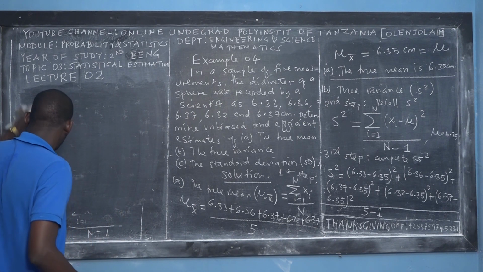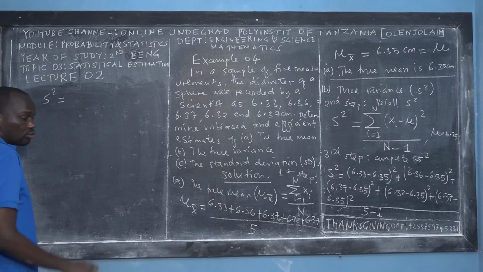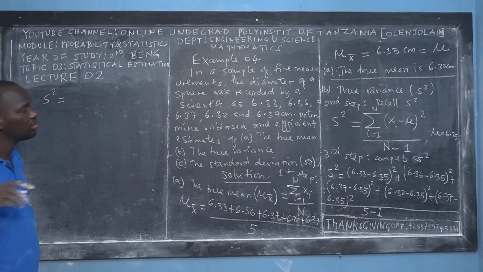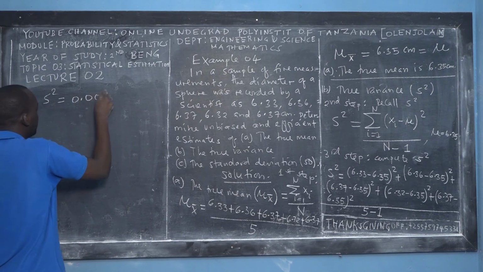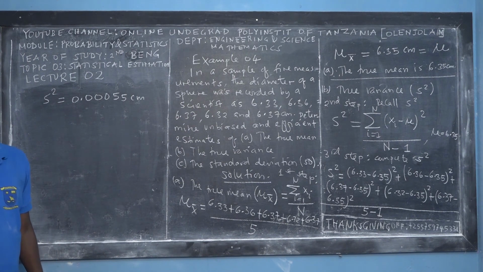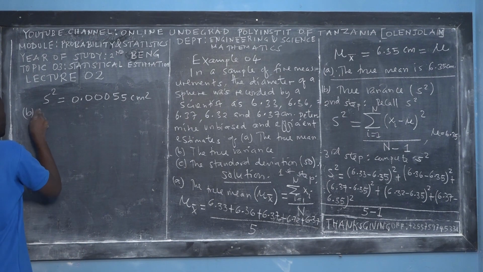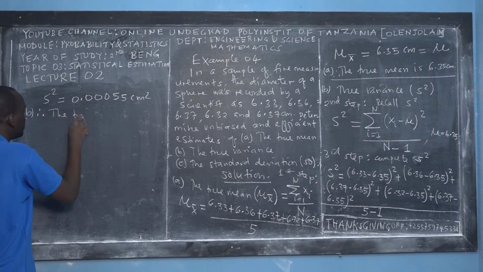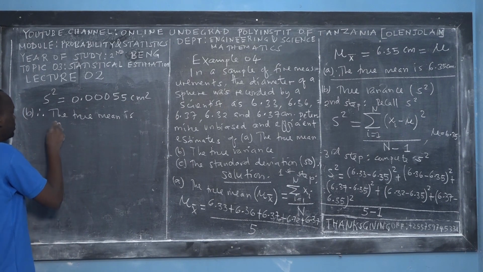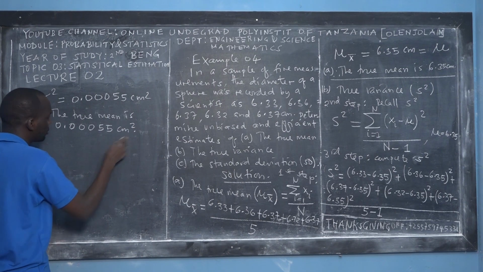Compute the value of 2 mean. So the value of 2 mean, which is S squared, for your computation, you'll find is 0.055 centimeter, but this will be centimeter square. Hopefully, yes, centimeter square. So then, conclusion for part B, we say that the true mean is 0.00055 centimeter square.